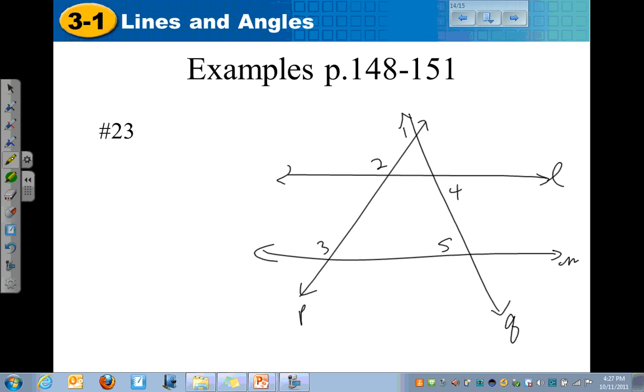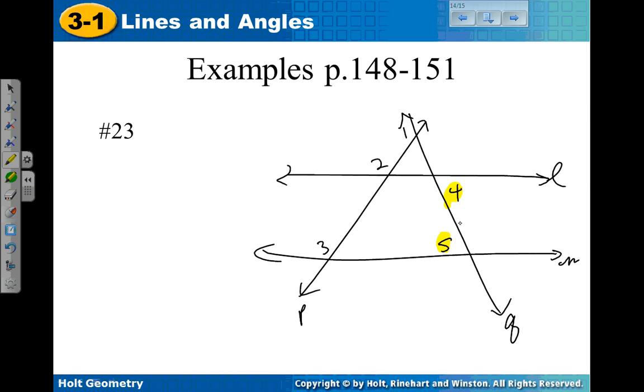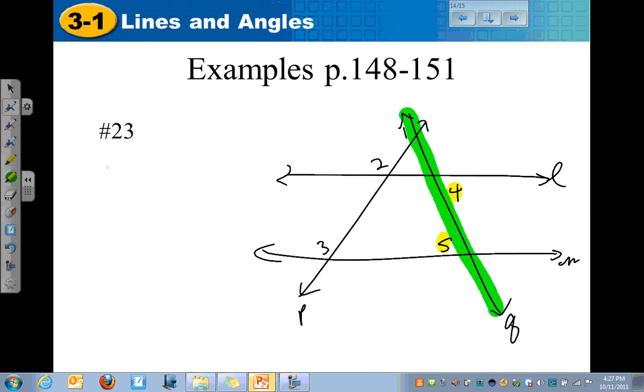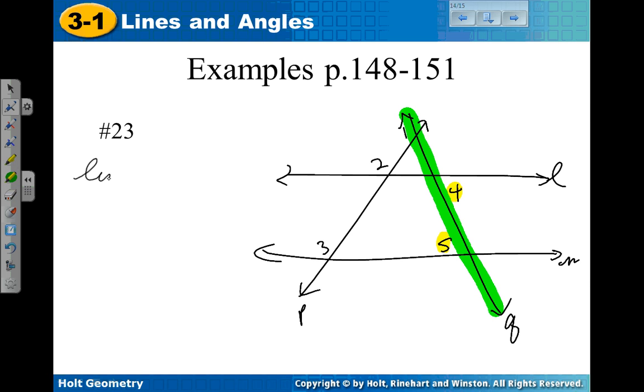Well, in number 23, they've picked angle 4 and angle 5. So here's angle 4 and here's angle 5. Can you see the transversal here that connects the vertices? That's line Q. So part of my answer is the transversal, that would be line Q. And the types of angles that 4 and 5 are, they are interior and they are on opposite sides of the transversal. So we call those alternate interior angles.